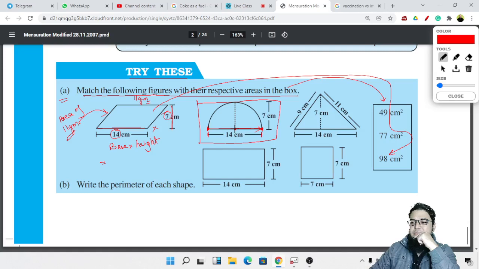Radius of the semicircle? This semicircle? 7. So just calculate the area. What will be the area of this semicircle? The formula is pi r square by 2. Just calculate it.